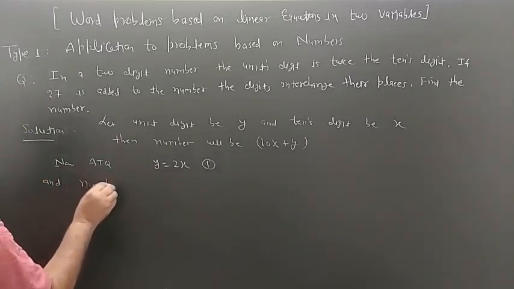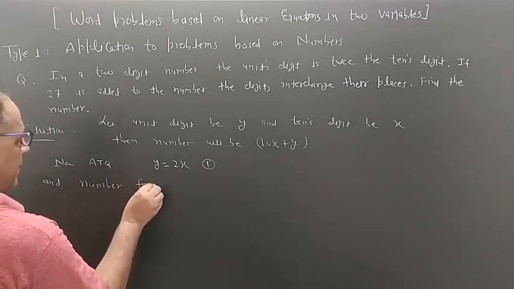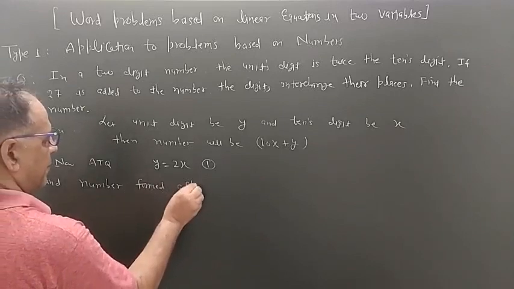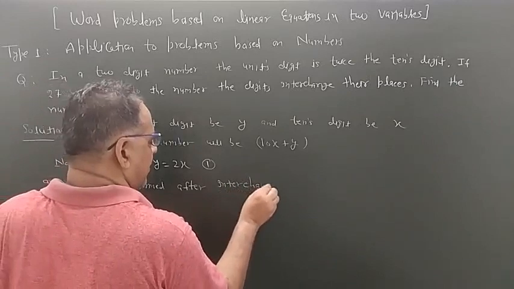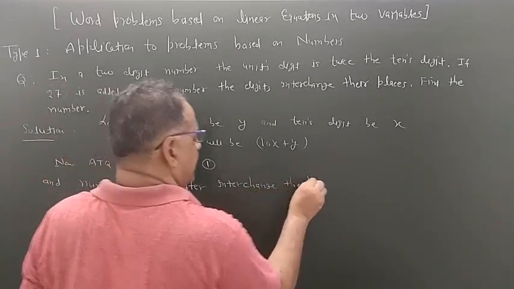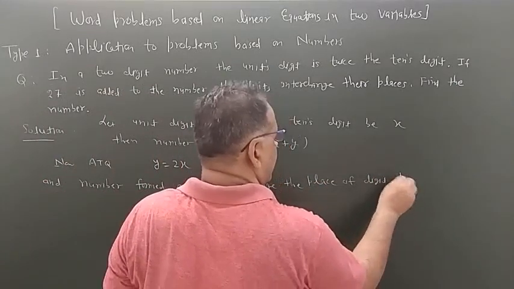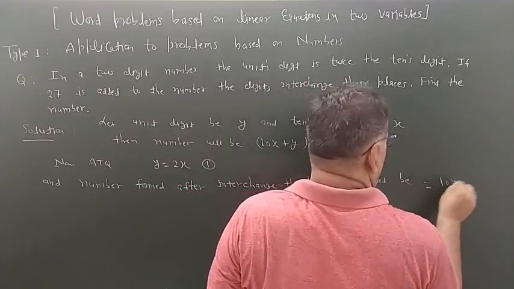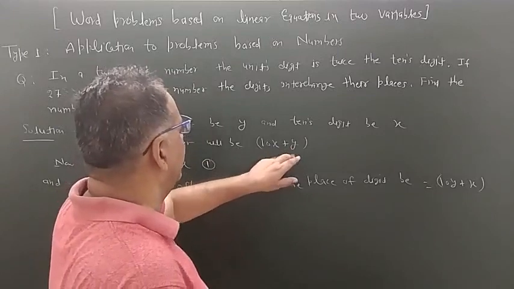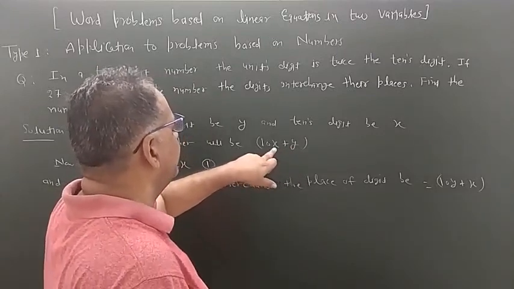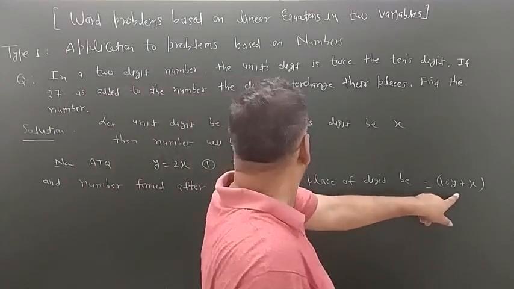The number formed after interchanging the places of the digits is 10y plus x. Original number 10x plus y, in which y is the unit digit and x is the tens digit. After interchanging the digits, the new number becomes 10y plus x.